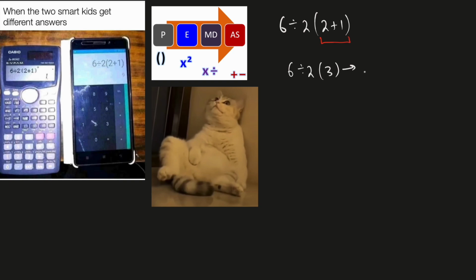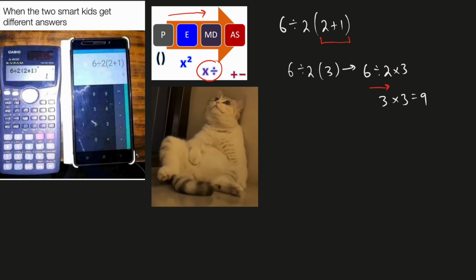And parenthesis really means multiplication. So we have 6 divided by 2 times 3. Now, from here, if we look at our PEMDAS, we solve from left to right. Since multiplication and division have the same precedence, we're going to be solving from left to right, meaning that we will have 3 times 3, and we will have 9. So 9 is the correct answer.